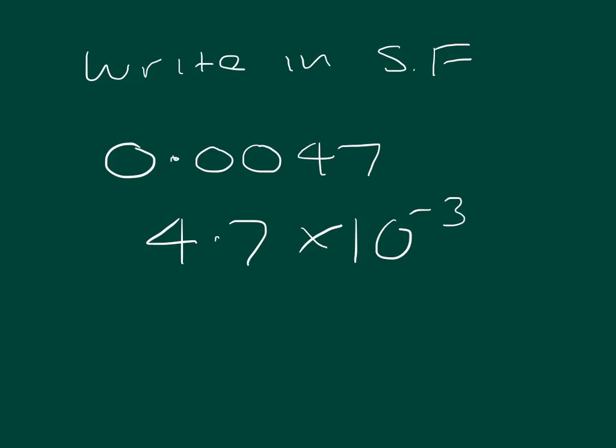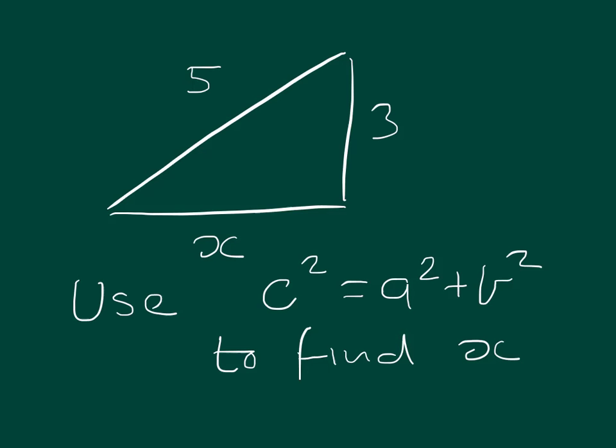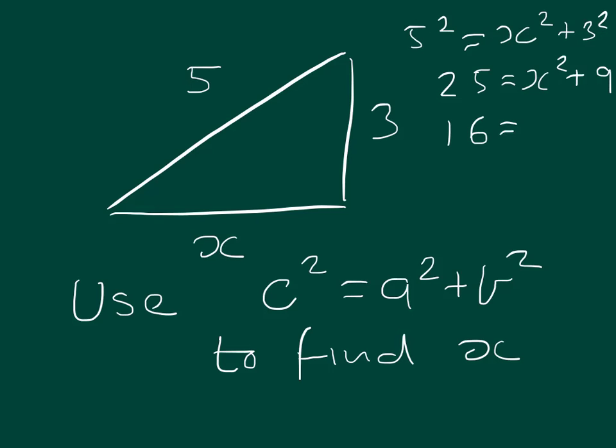Okay, Pythagoras rule. So we need to write out here that 5 squared will equal x squared plus 3 squared. So we've got 25 equals x squared plus 9. So 25 subtract 9 is 16. So 16 equals x squared. So our x must equal 4.